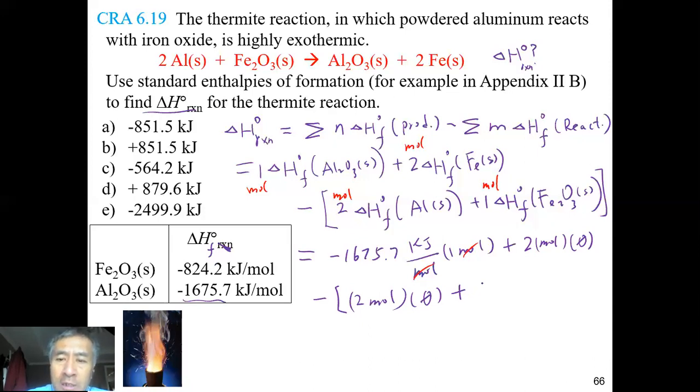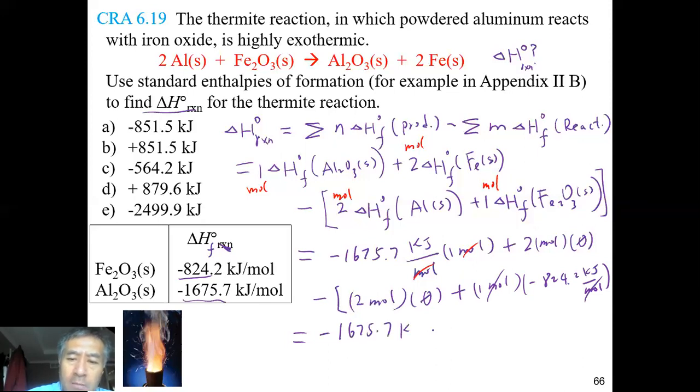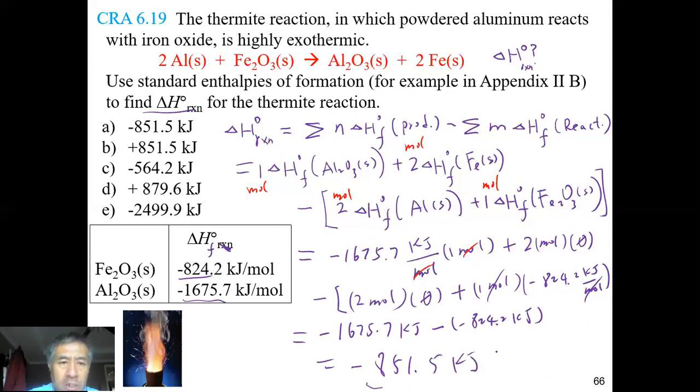So next, you will see the other reactant is the Fe2O3, which has one mole. So write one mole there, and then see what the number for Fe2O3 is. So negative 824.2 kJ per mole. Right, so again, this mole per mole comes out. So therefore, what you have is only the kilojoules. So negative 1675.7 kilojoules, then minus negative 824.2 kilojoules. So that will give us negative 851.5 kilojoules. Therefore, our answer is A.